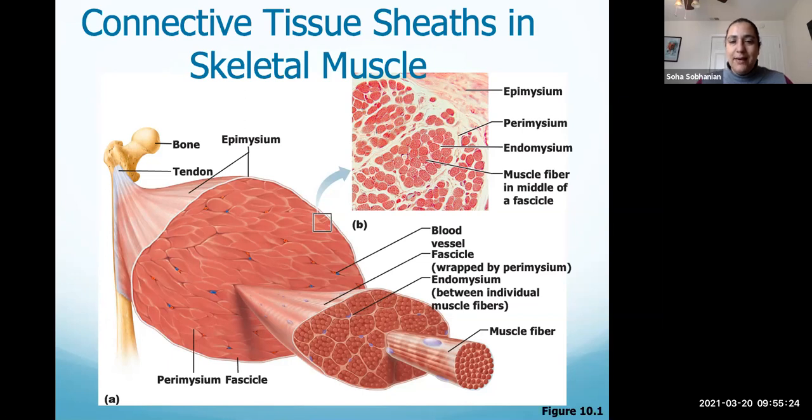So look at the layers one more time. We have endomysium, perimysium, and the thickest one that goes around the whole muscle is epimysium. Is this good so far? Making sense? So 3 layers versus 2 layers that we showed for the bone.